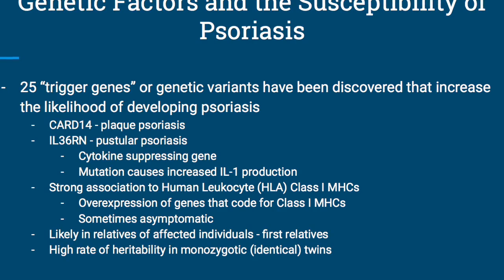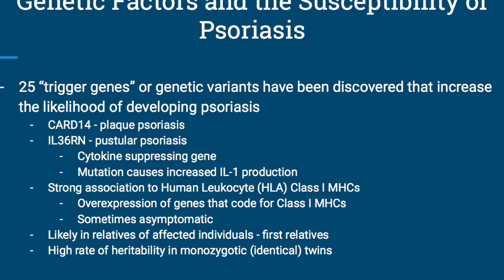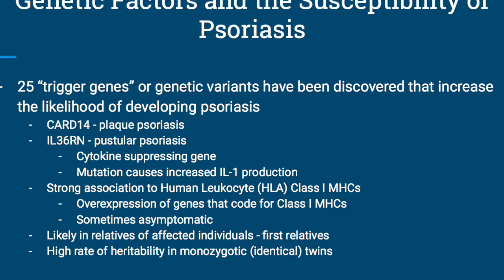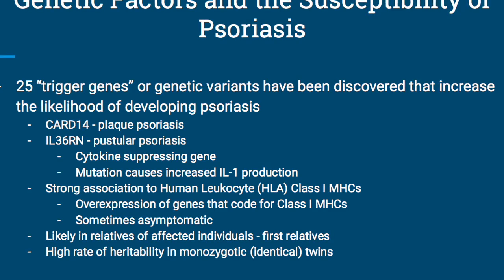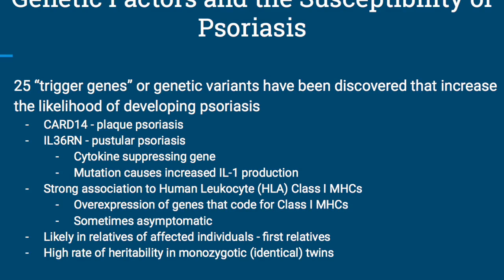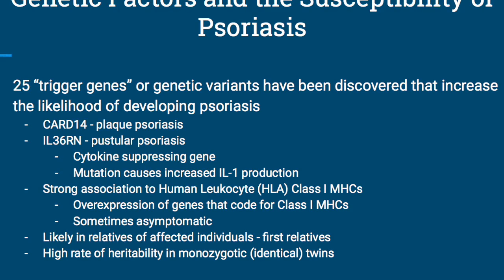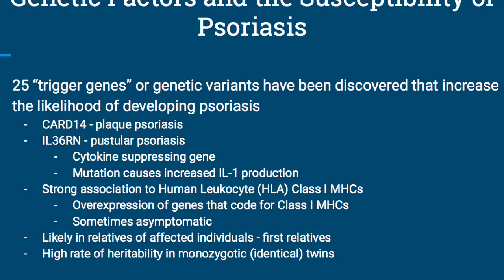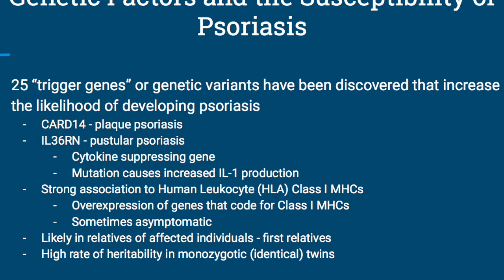Overexpressions of genes that code for class 1 MHC in these people often cause an increased susceptibility for psoriasis outbreaks. Sometimes these can be asymptomatic, but they can be triggered by environmental factors. It's very likely also in relatives of affected individuals and has a high rate of heritability in monozygotic identical twins.